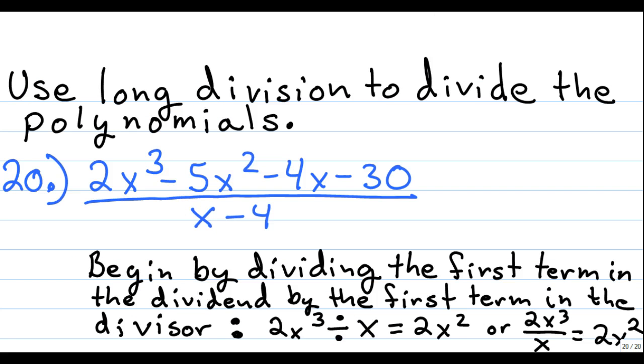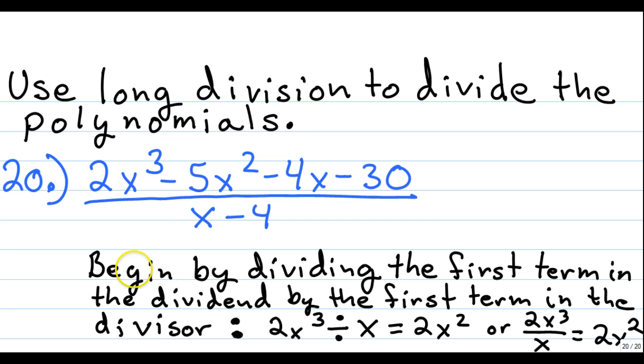Question 20 says, use long division to divide the polynomial. So we have a 2x to the 3rd minus a 5x to the 2nd minus a 4x minus 30 being overall divided by the binomial x minus 4. When we are presented with a problem like this, we're going to begin by dividing the first term in the dividend by the first term in the divisor.